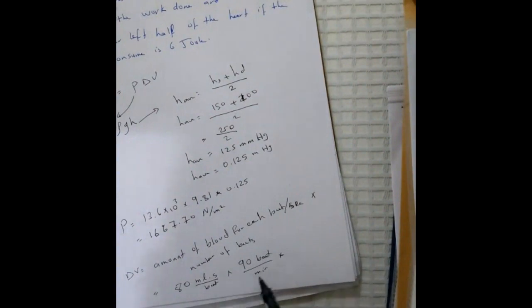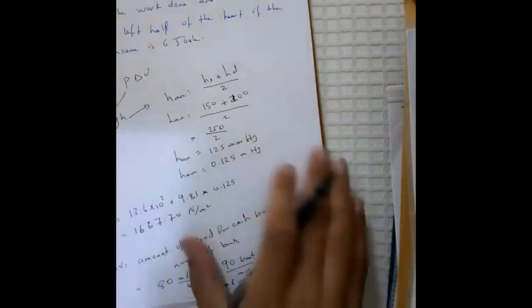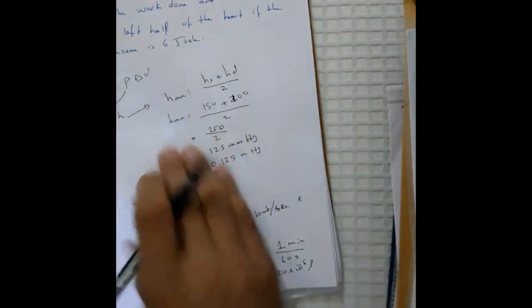Because I have minutes and seconds, I should transfer them. So I will multiply by 1 minute over 60 seconds, so that minute goes with minute, second with second, and beat with beat. You will have just the milliliter. So the answer will be 120 milliliters. Then transfer this one, delta V will be equal to 120 multiplied by 10 to the power minus 6 meter cubed. Now I have P and delta V, I will apply them to get the work done.